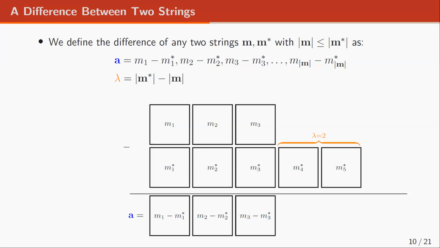And this may seem very arbitrary, but the way we define it is that the difference between two strings is this pair (A, lambda), where A is a string of the length of the shortest of the two, which contains the corresponding difference between each character in the string, and lambda represents the difference of length between the two strings.